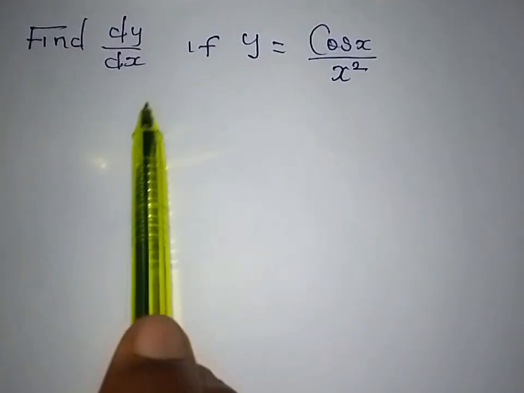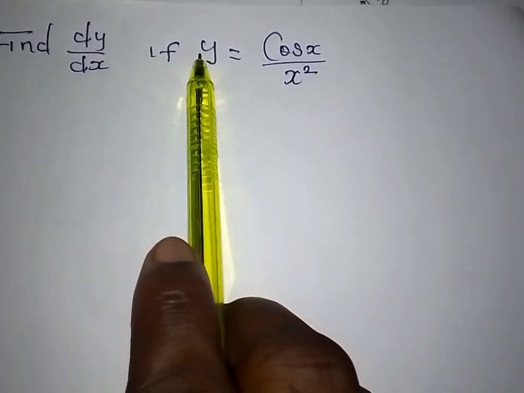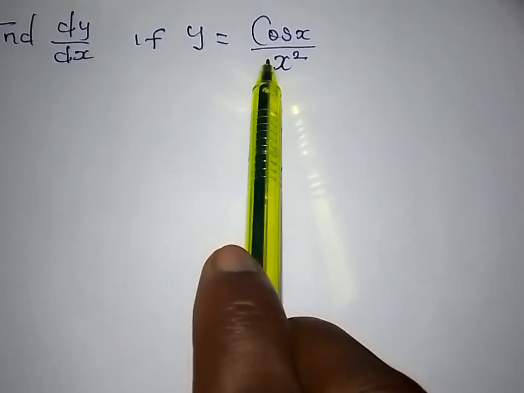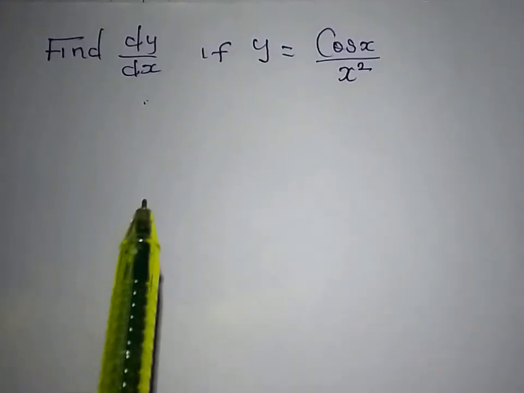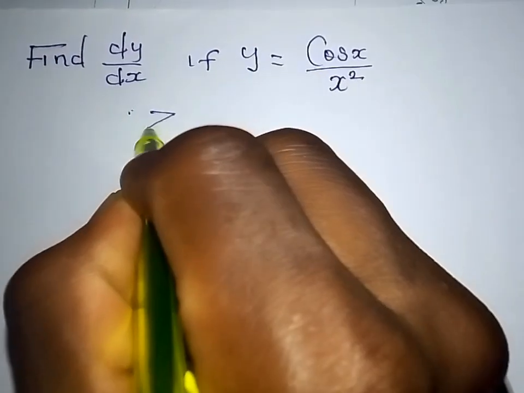Find dy all over dx if y equals cos x all over x squared. If you look into this question, you know this is differentiation.